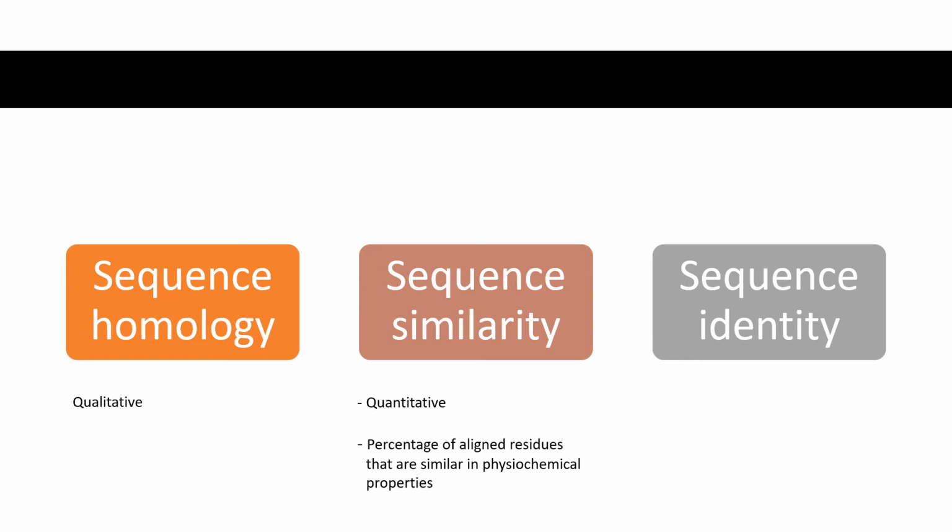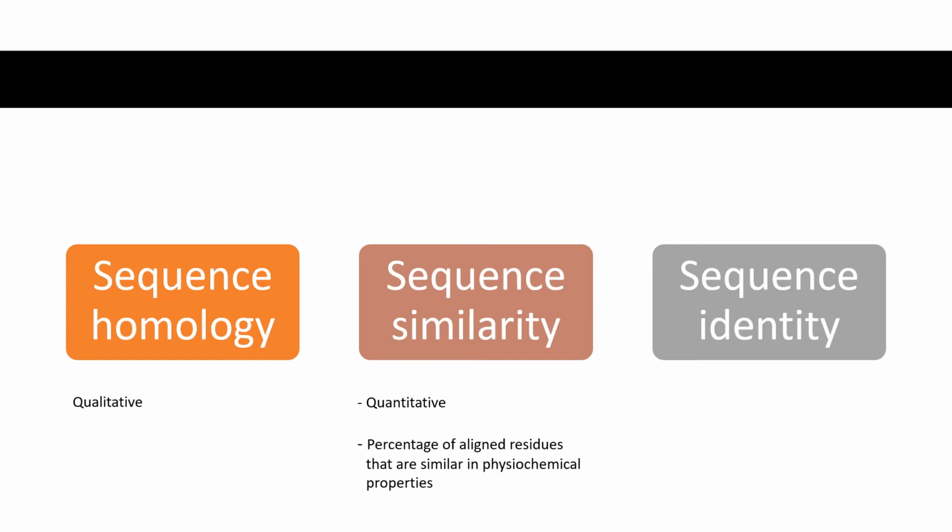And sequence identity is the same as sequence similarity if you are working with DNA, because DNA has just four nucleotides: adenine, guanine, cytosine, and thymine. So for DNA, sequence similarity and sequence identity can be used interchangeably, but for protein sequences, sequence identity and sequence similarity have different meanings. If you are studying protein sequences, sequence similarity means the percentage of aligned residues that are similar in physiochemical properties.